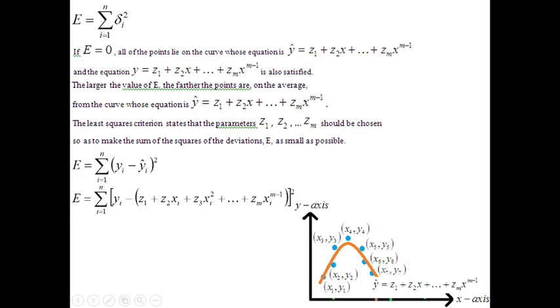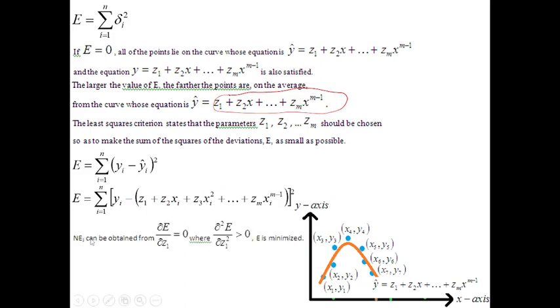Okay, next, y sub i hat is equal to z1 plus z2x plus and so forth. So, substitute lang natin yung equation ng ating polynomial curve. Ito yung equation ng ating polynomial curve. Yung right side of the equation ay i-substitute natin. Okay, next. So, naka-square yan. Okay.